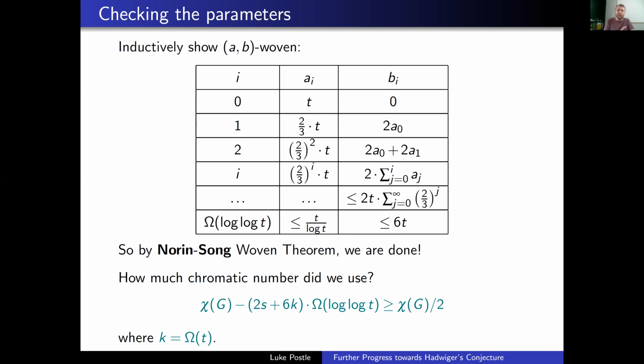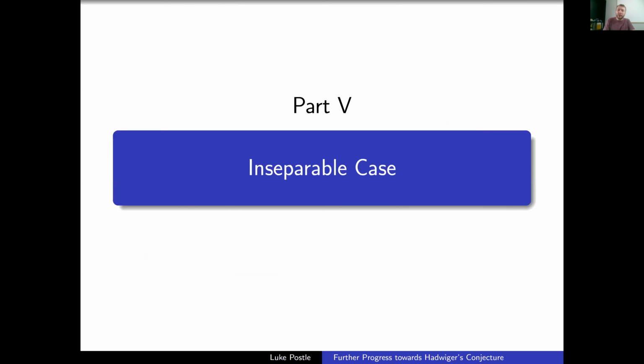So that's the always separable case. We recursively weave, right? It's very nice. You just split into thirds, you pair up, and you use as a base case that Norin-Wollan theorem. What about the inseparable case?